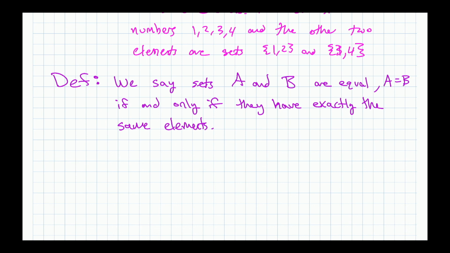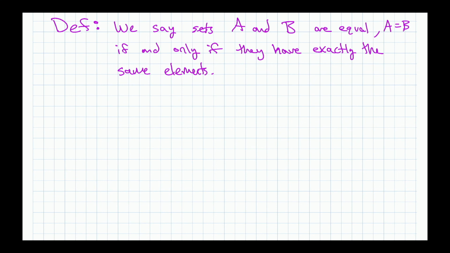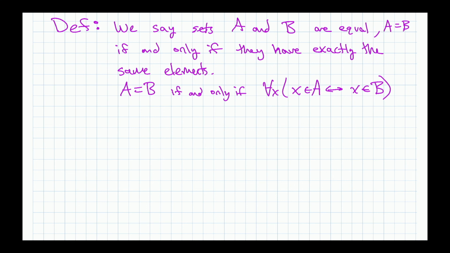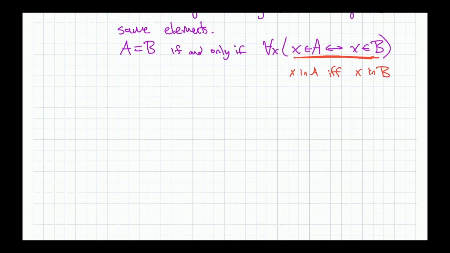All right. And you can write that in symbols. You can say A equals B. The definition of that is going to be if and only if, and then a logic definition: for all x, where x is going to be elements of sets, if x is an element of A if and only if x is an element of B. So that means everything in A is in B, everything in B is in A. They have exactly the same list of elements. And that's just what it means to be the same.